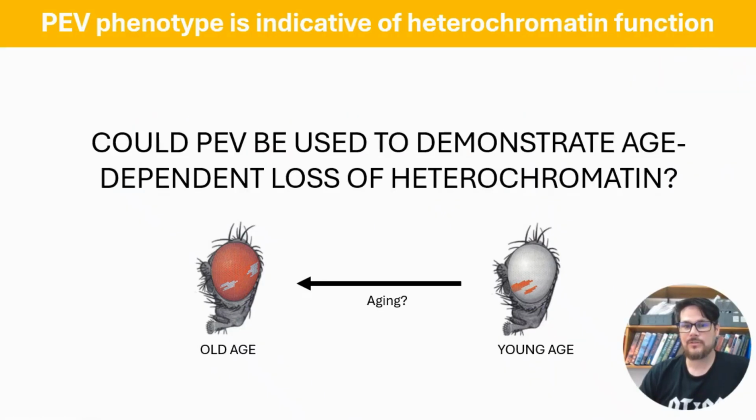So what I wanted to test is whether or not this eye phenotype could actually be indicative of a heterochromatin-mediated loss that occurs in old age. And so what we'd expect to see there is the young flies have a relatively white eye phenotype, and then in comparison the older flies would have more red eyes, which would be associated with loss of heterochromatin-mediated silencing.